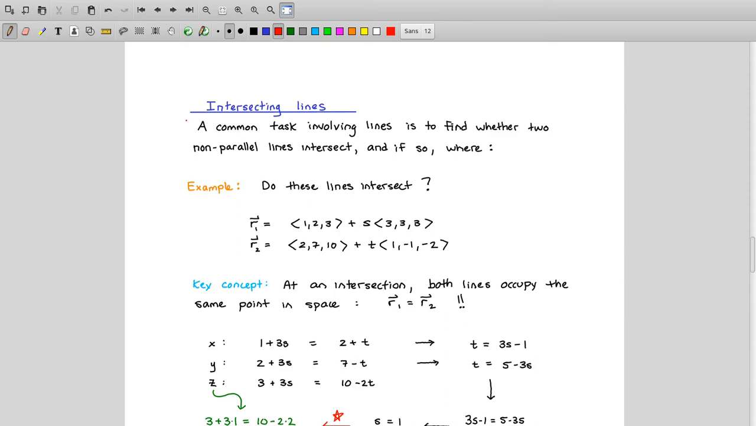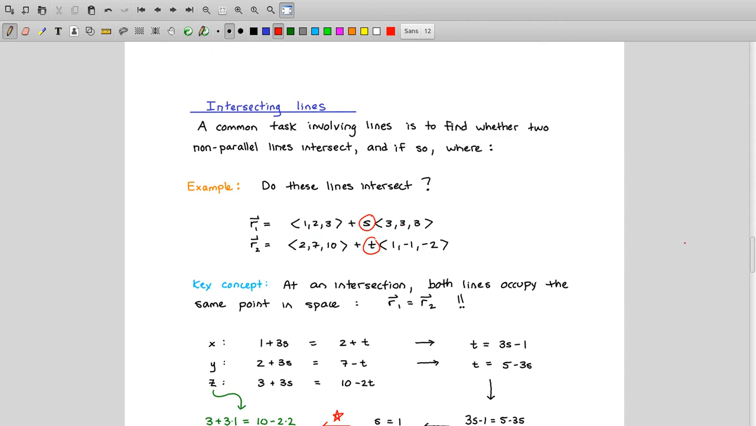So here's an example. We have two lines, R1, R2. They have different position vectors and different direction vectors. And it's definitely not clear, just looking at this, whether or not these two lines intersect. We have to do some math. So how do we go about thinking about this question? Here is the key concept for this kind of question, intersection questions. If two lines intersect, they share a point. There is some point in space where both lines exist. And so there is some value of these two parameters, s and t, that gives you the same point in space.